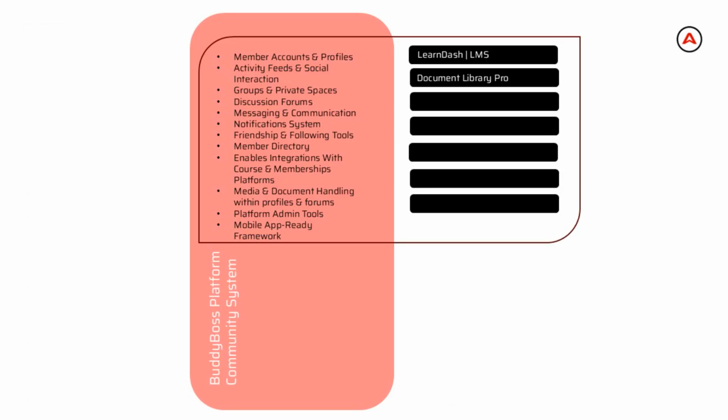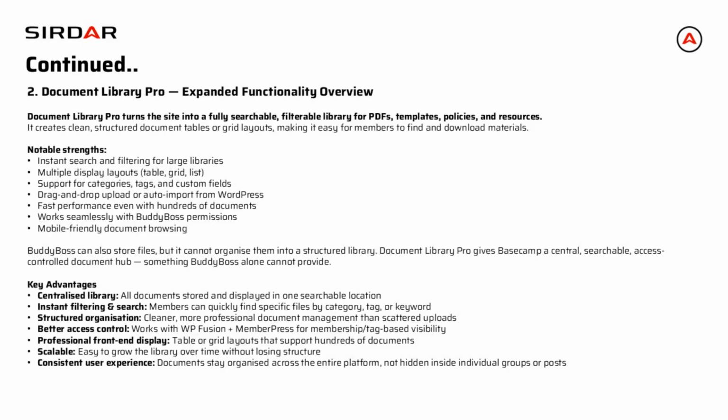Document Library Pro turns Basecamp's documents into a structured, searchable library. Instead of files being scattered across groups or posts, everything is organized in one central place where members can easily search, filter, and download resources. The library supports categories, tags, custom fields, and multiple display layouts like tables or grids. It performs well even with hundreds of documents and integrates cleanly with BuddyBoss permissions. This gives Basecamp a professional, organized, and scalable way to manage policies, templates, PDFs, and other resources.